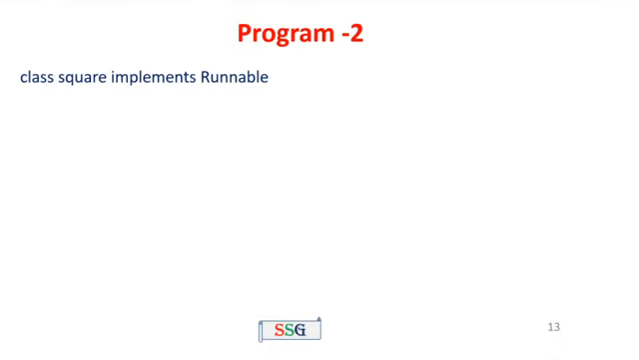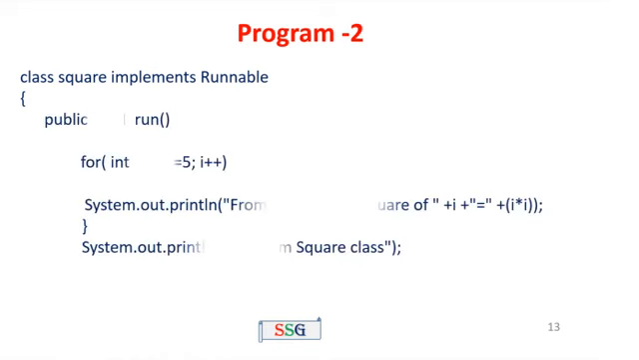Okay, the next one is the second example program. The first program contained 3 threads; the second program contains only 2 threads. The first class is class Square implements Runnable. Here also we define the public void run method. This run method performs the square of the value i, that is 1 square, 2 square, 3 square, 4 square and 5 square. It prints the square of the respective value and exits from the Square class.